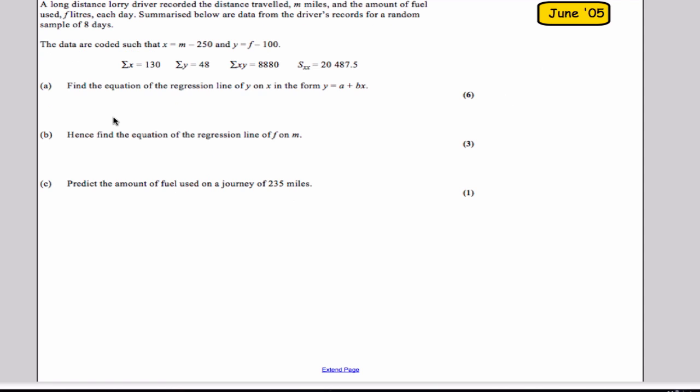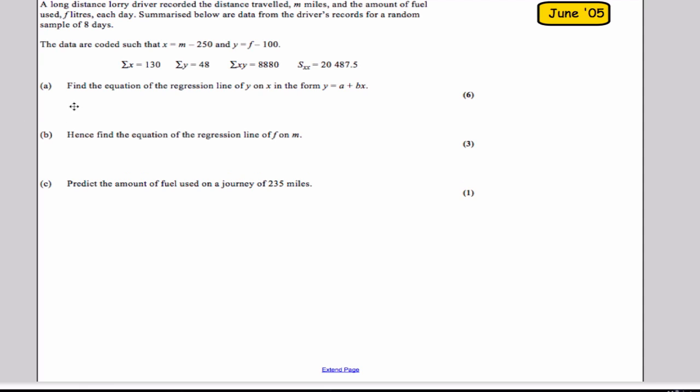Okay, let's move on. A long distance lorry driver recorded the distance travelled, m miles, and the amount of fuel used, f litres, each day. Summarised below are the data from the driver's records for a random sample of 8 days. The data are coded such that x equals m minus 250 and y equals f minus 100. Find the equation of the regression line of y on x in the form y equals ax plus b.